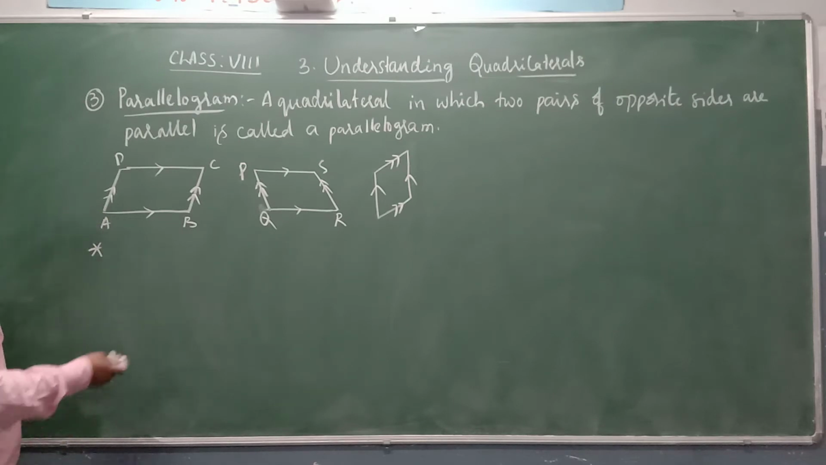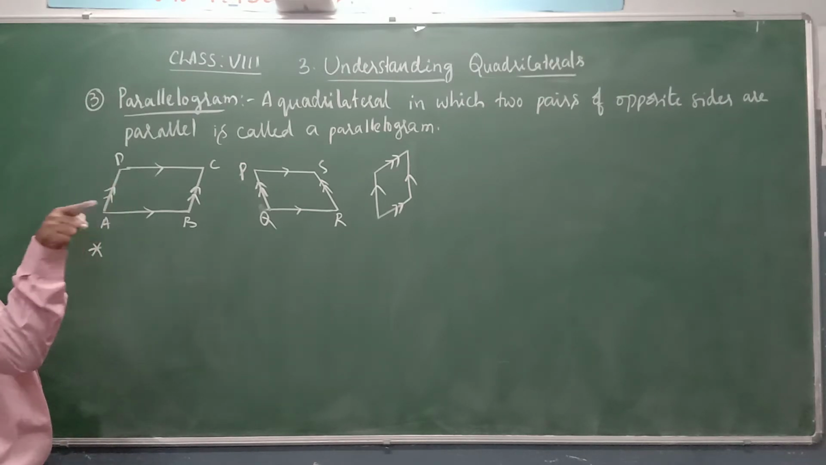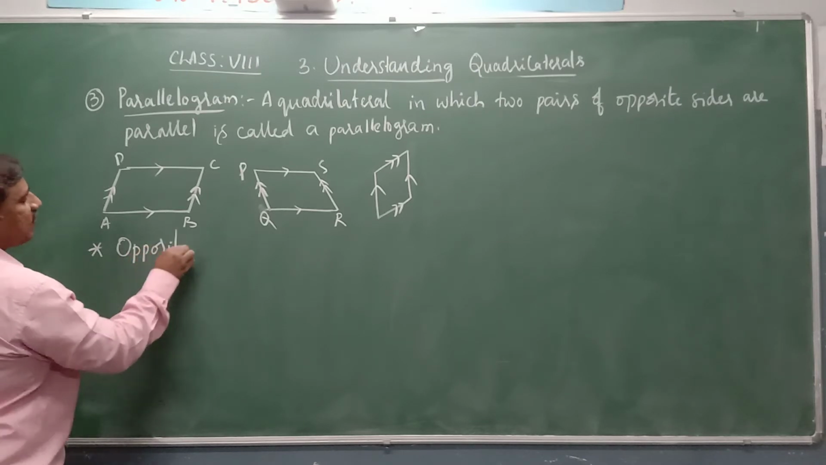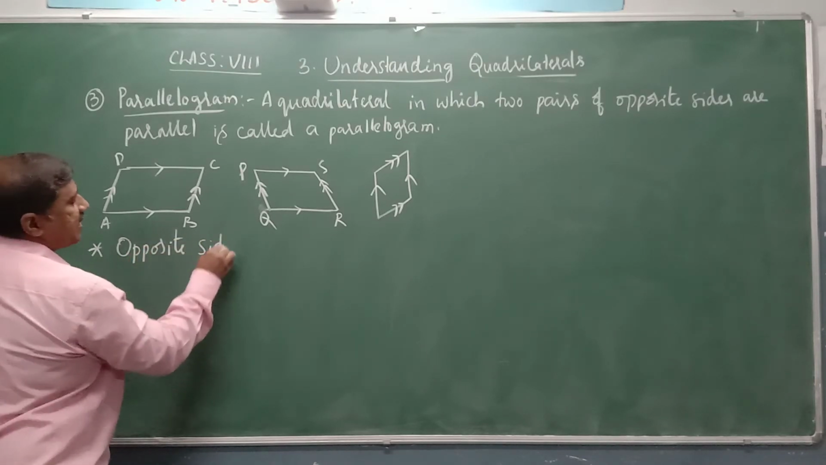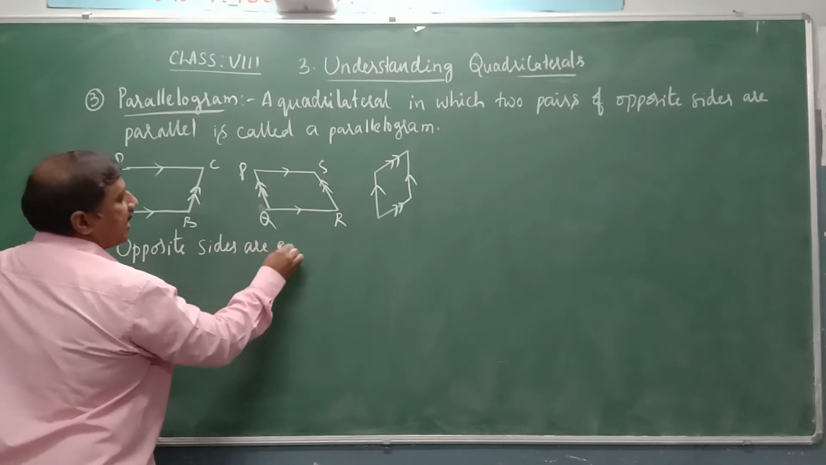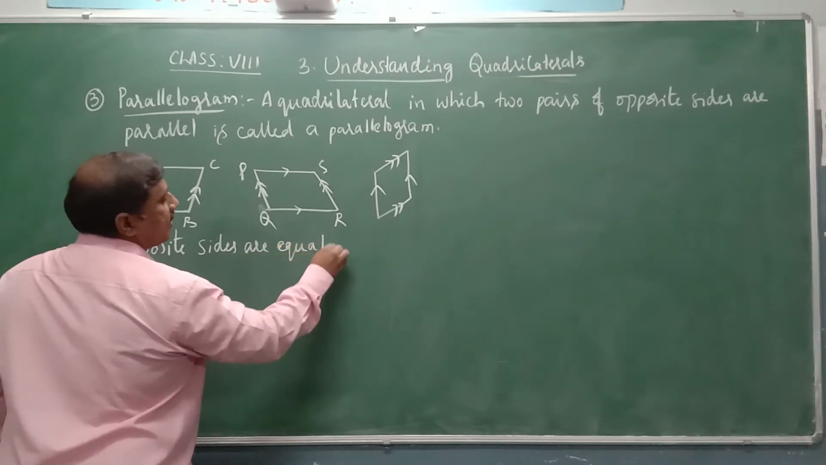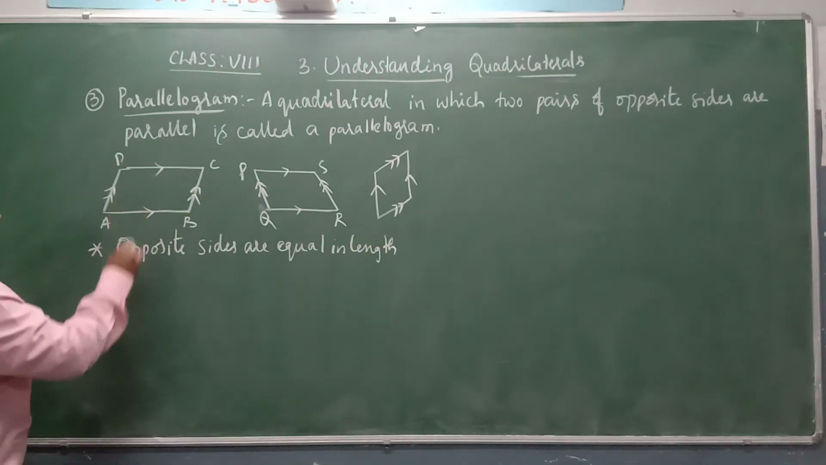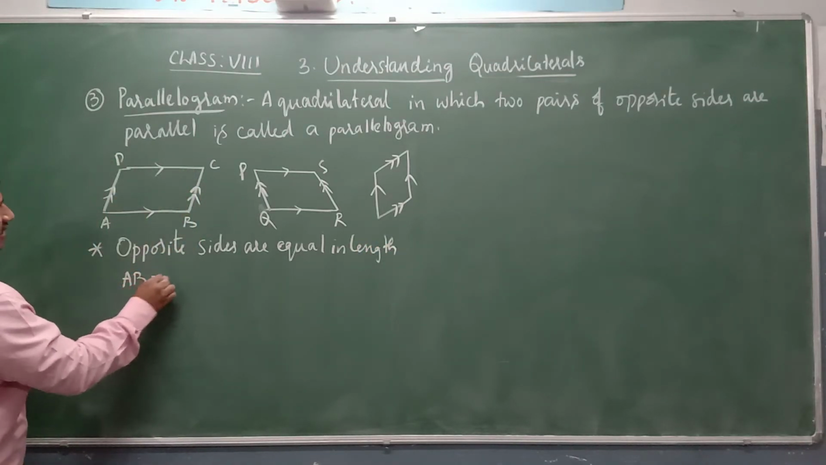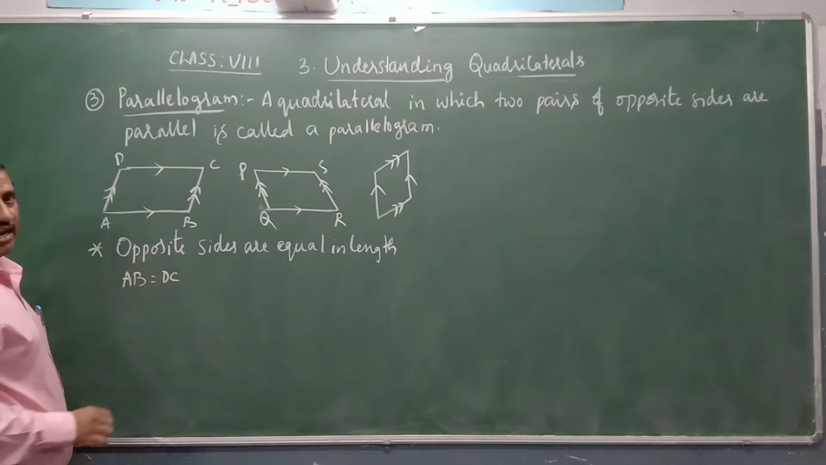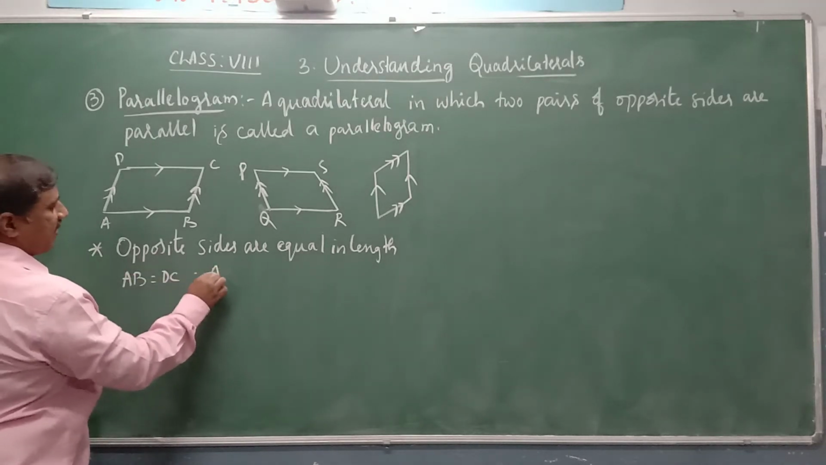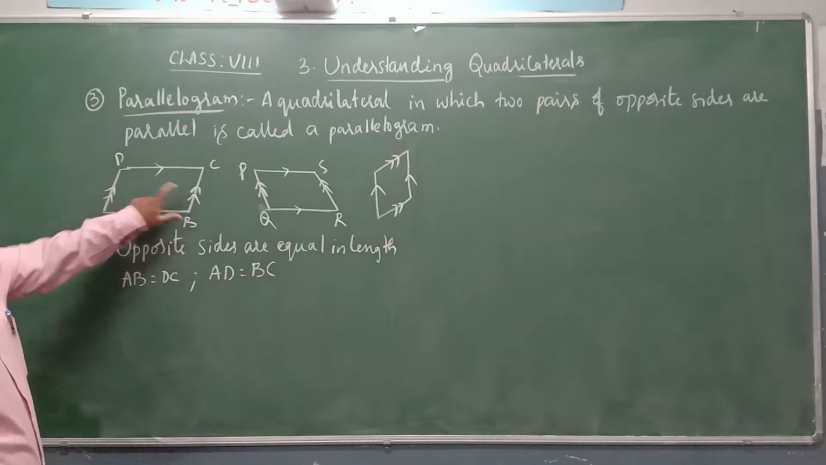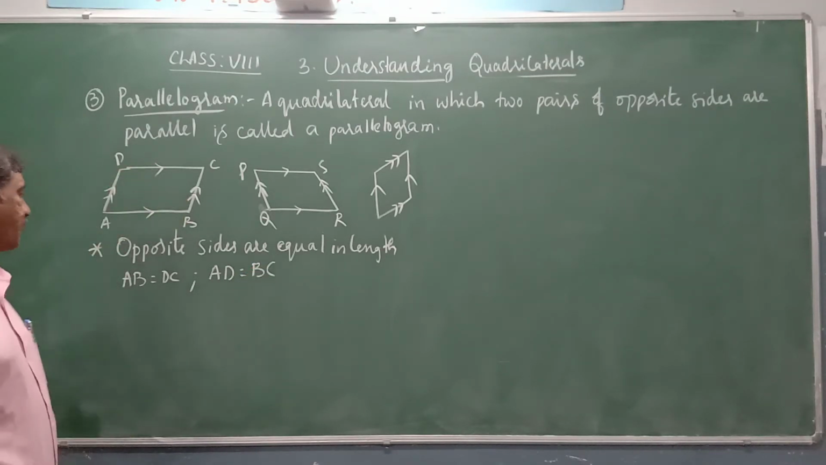So what is the other property? Opposite sides are equal in length. That is, the length of AB is equal to the length of CD, and the length of AD is equal to the length of BC. Two opposite sides, their lengths are equal.